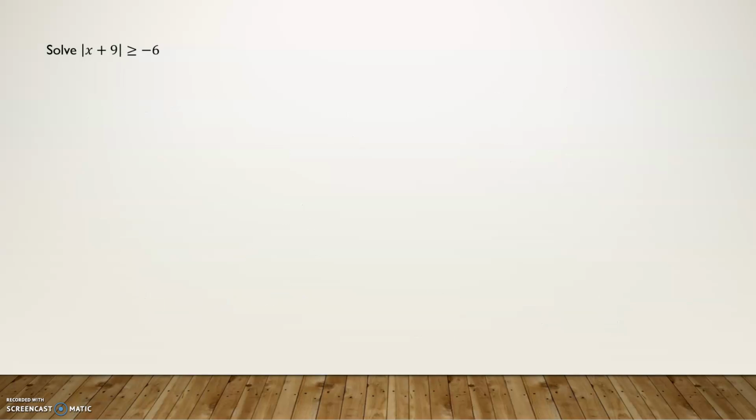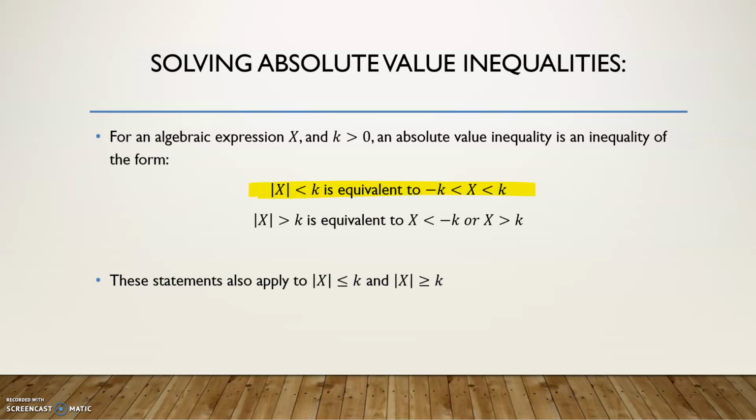All right, let's look at this one. X plus 9 is greater than or equal to negative 6. Okay, so I don't have anything added or subtracted or multiplied or divided by this absolute value. It's isolated by itself, so I don't have to do anything. So I can go back and look at this one right here, and it looks like the second one. So we're looking at this. Okay, so I need x less than negative k or x greater than k.